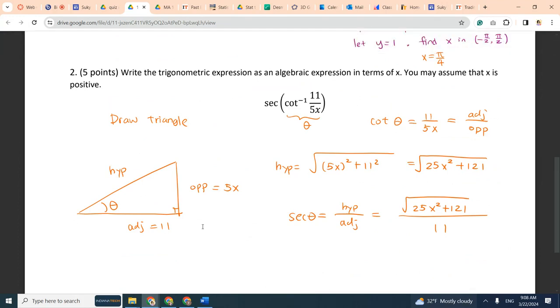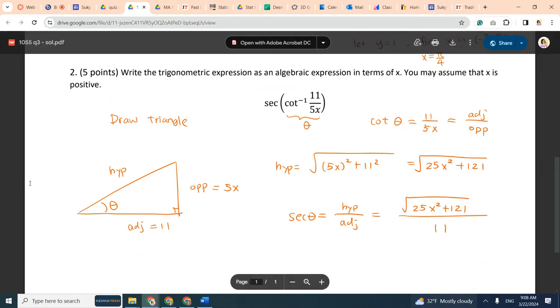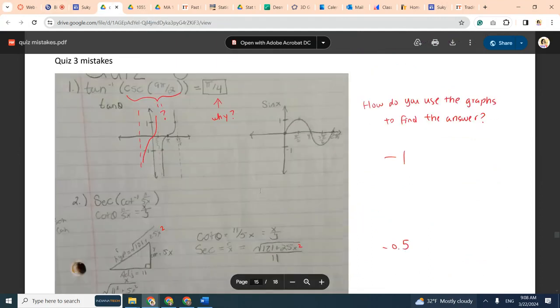Is that clear, everybody? So you don't need to memorize the page of formulas. You don't need to. Just draw the triangle. Okay? All right. So let's look at the mistakes.